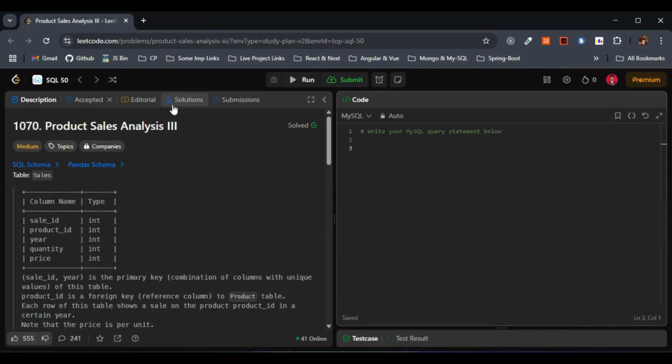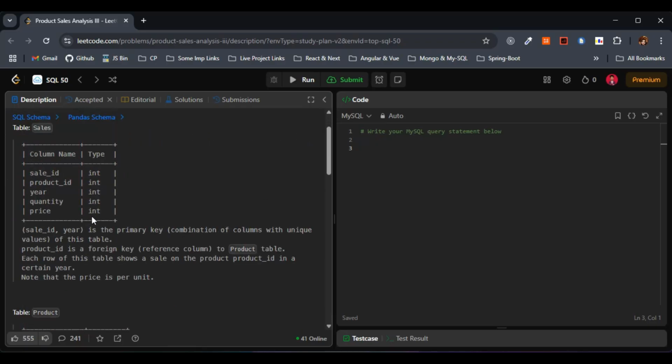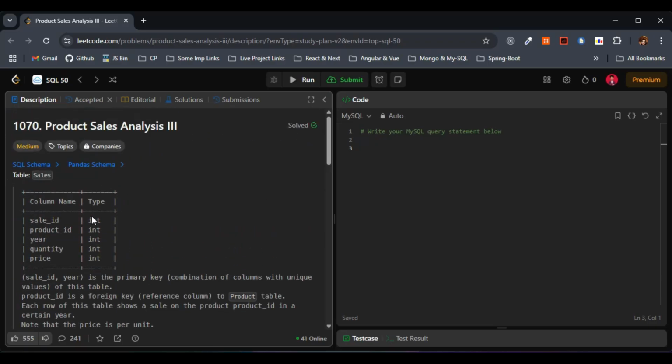Hello everyone. Today let's solve problem number 1070, Product Sales Analysis 3. The question states that we are given two tables. You can clearly see here we have the sales table and the product table.